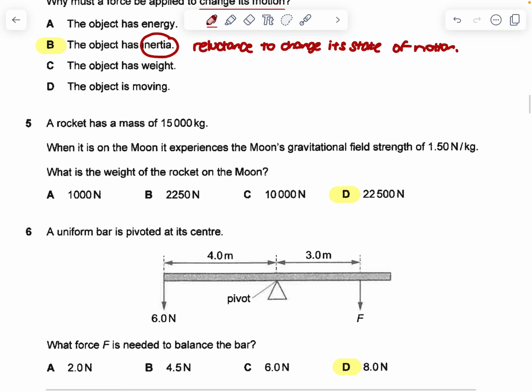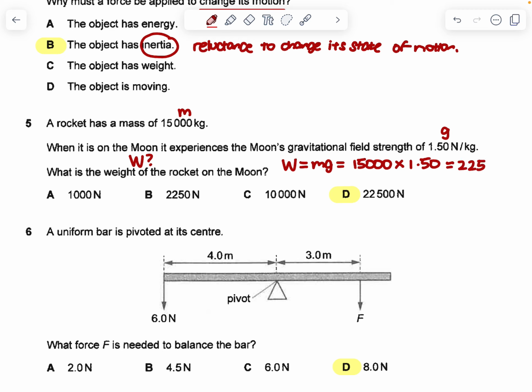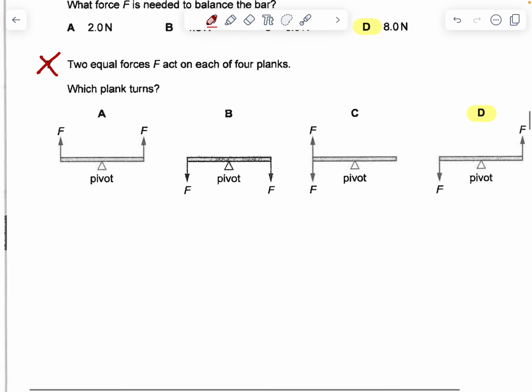Okay, question 5. A rocket has a mass of 15,000 kg. When it's on the moon, it experiences the moon's gravitational field strength of 1.5 Newton per kg, small g. What is the weight of the rocket on the moon? We know the formula. Weight equals mg equals 15,000 multiplied by 1.50, which will give you 22500 newtons. Question 6, not tested. Question 7, not tested.